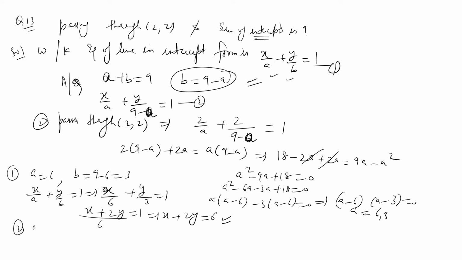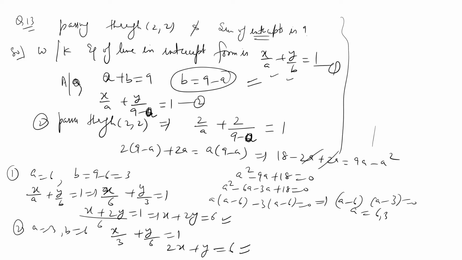Right? And if a is 3, what is b? 6. So in that case, the equation is x/3 + y/6 = 1, so the equation will be 2x + y = 6. And dear students, let me show you one thing: clearly, say this equation is x + 2y = 6 given. Just this is an addition. The question is finished here.